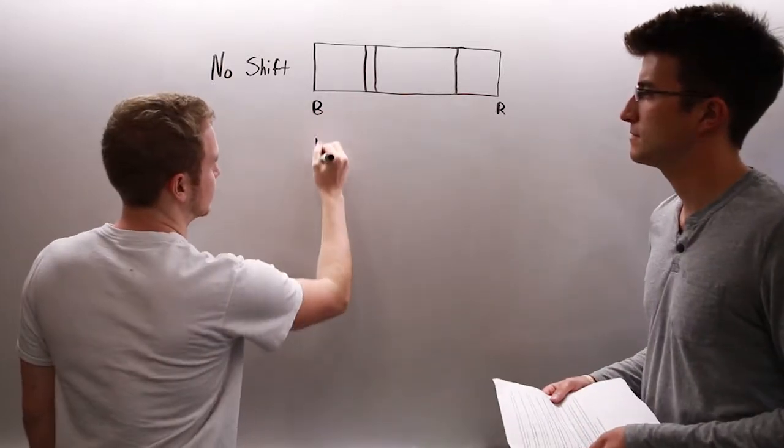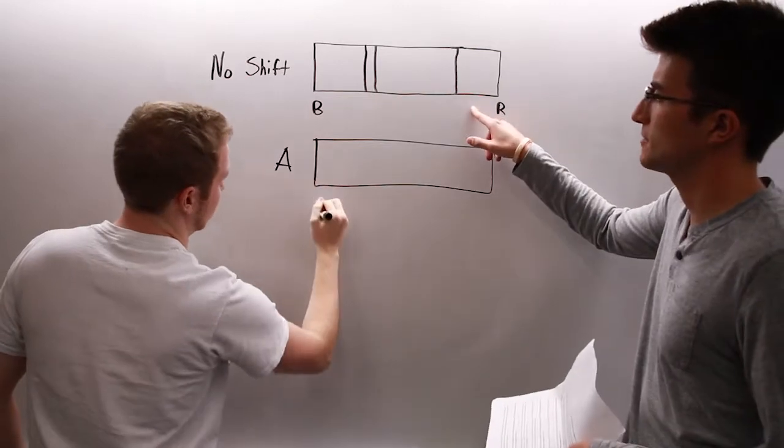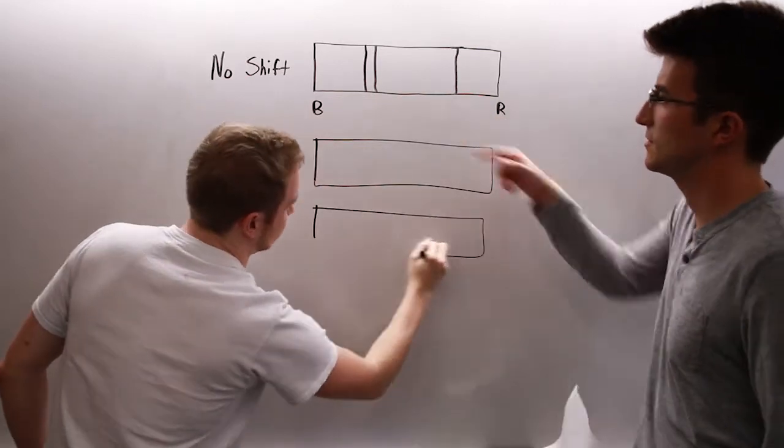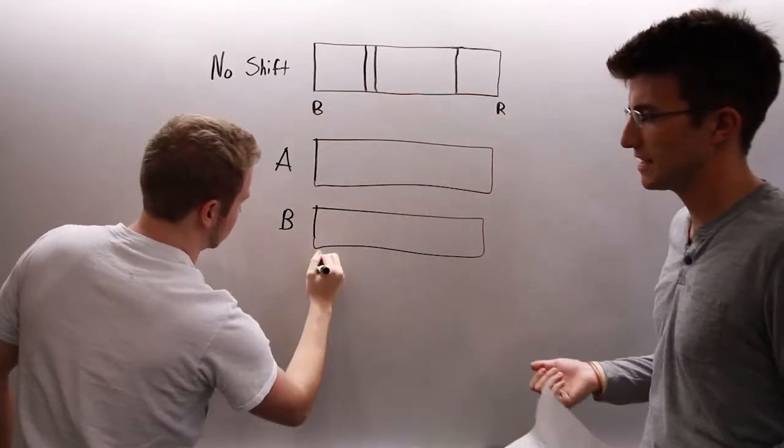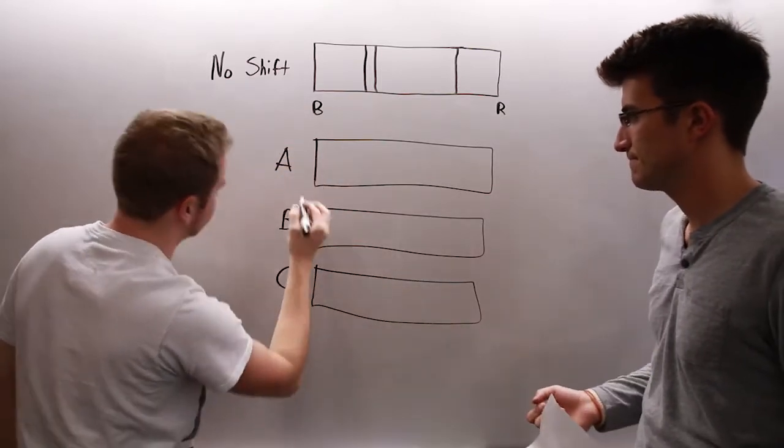Okay, so I'll draw the spectra for 3 stars. This is the spectrum for when there's no Doppler shift. The lines would be here when we don't observe any Doppler shift at all. And these are the spectra for our stars. So let's start with A.